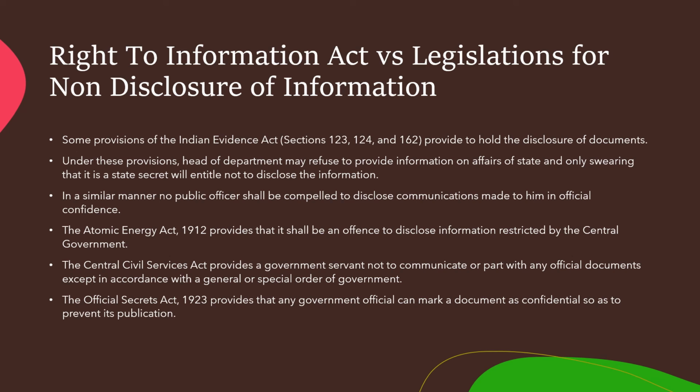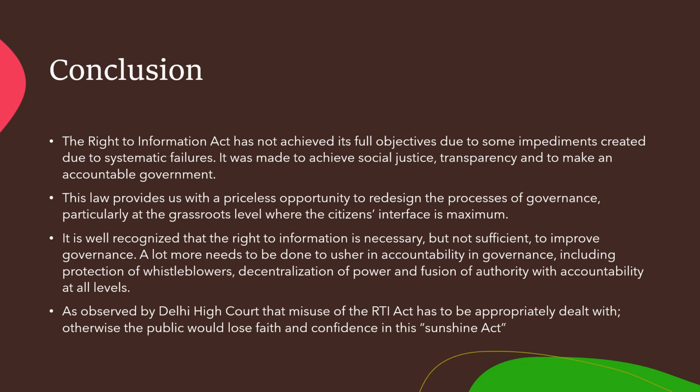The Central Civil Services Act provides that a government servant shall not communicate or part with official documents except in accordance with a general or special order of the government. The Official Secrets Act of 1923 provides that any government official can mark a document as confidential so as to prevent its publication. So with that, just understand the Right to Information Act in a nutshell.